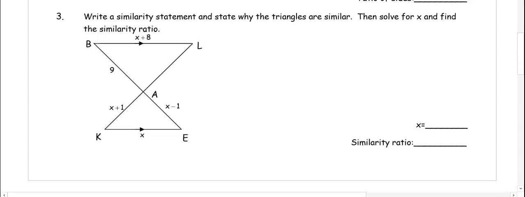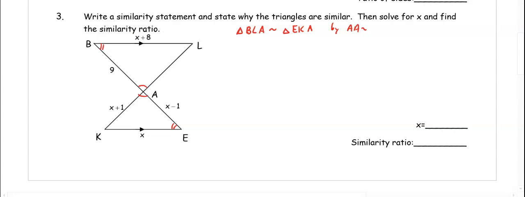In number 3, we have BL is parallel to EK. We know that B and E are congruent angles because they are alternate interior. We have our vertical angles are congruent. We now have 2 sets of angles congruent. So we can say triangle BLA is similar to triangle EKA by angle-angle similarity.